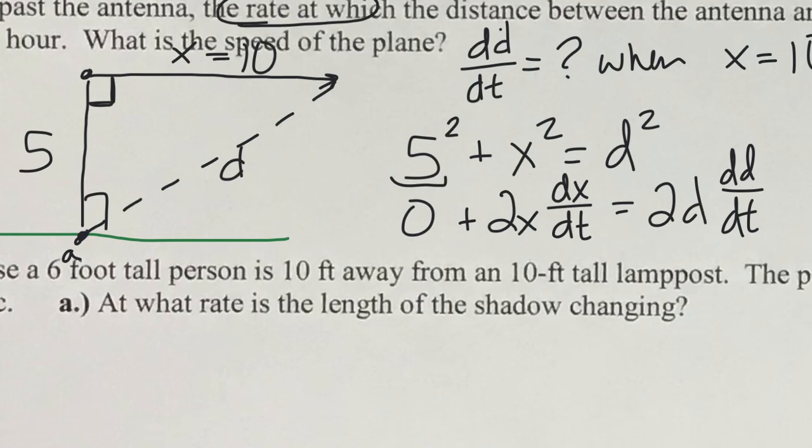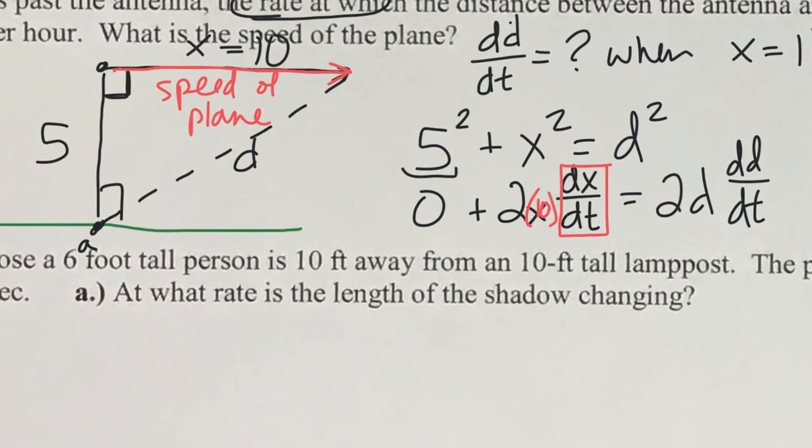Okay, so let's see. What is the speed of the plane? What is it that we're asked for? That is this. The speed of the plane is the rate at which our x value is changing. So we are trying to find dx/dt. Do we know what x is? Sure, x is 10, right? So this is 2 times 10. Do we know the distance?